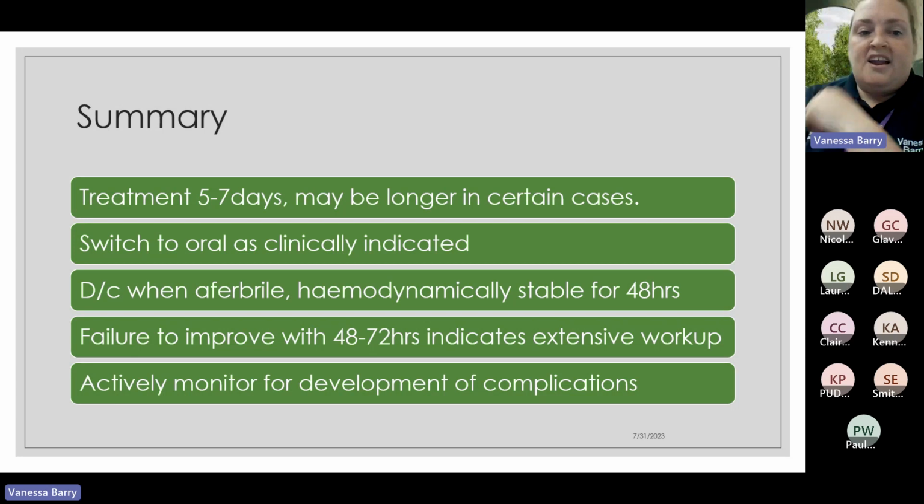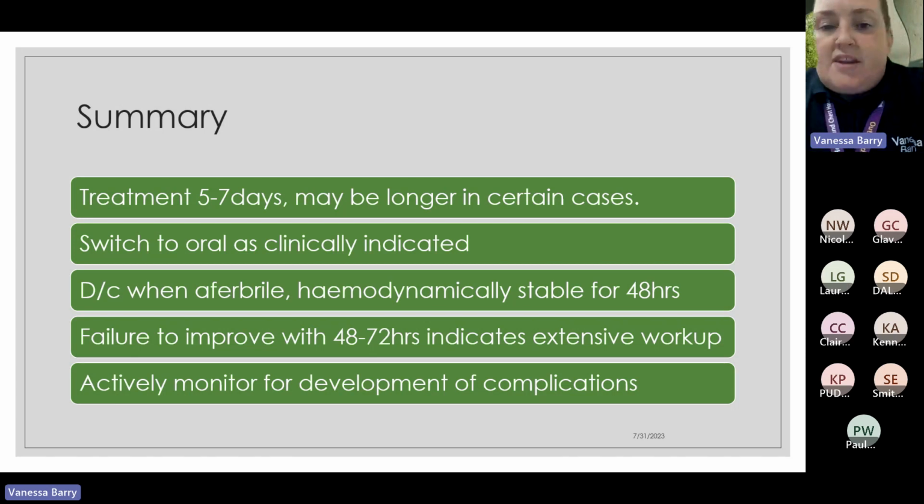So in summary, treatment is 5 to 7 days, maybe longer in certain cases. Switch them early to oral as clinically indicated. Discharge them when they're afebrile and hemodynamically stable for 48 hours. And if they've failed to improve within 48 to 72 hours, we would be looking there to have an extensive workup.